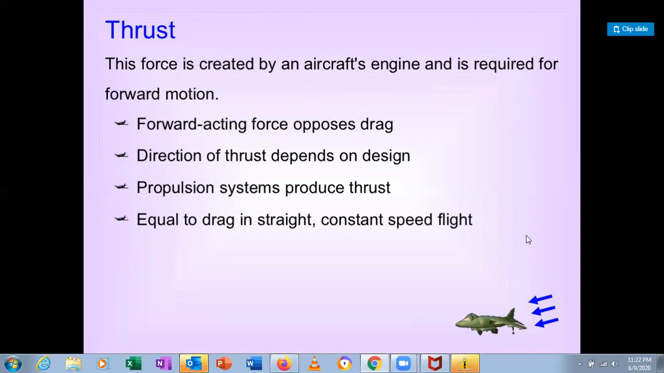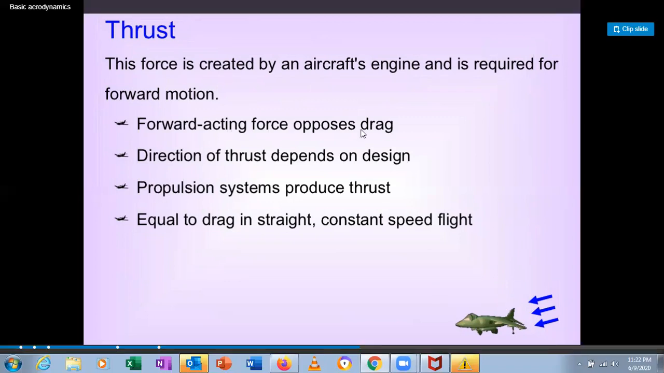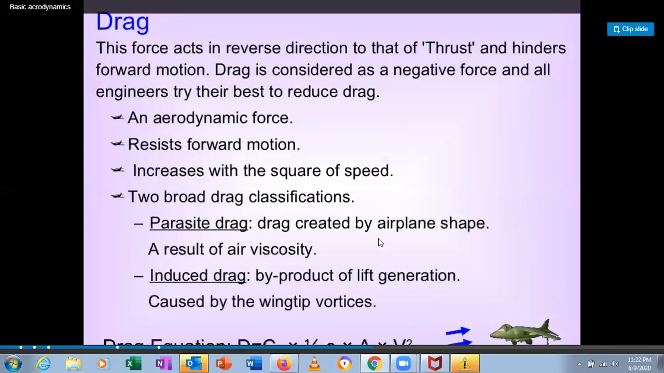Now thrust: the aircraft's engine produces the force required for forward motion. It is a forward acting force that opposes the drag, and the direction of thrust depends on the design. The propulsion system produces thrust equal to drag in straight, constant speed flight. Then drag is an aerodynamic force, a hindering force to the thrust.